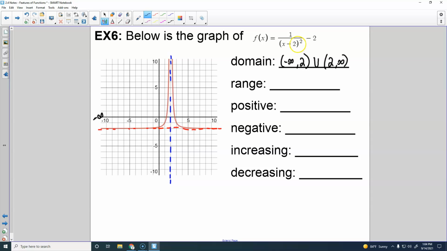You could also think about this how we were doing yesterday. That denominator, x minus 2 squared, cannot equal 0. So you'll get 2 being your discontinuity. That's the one you're throwing out. Yes?